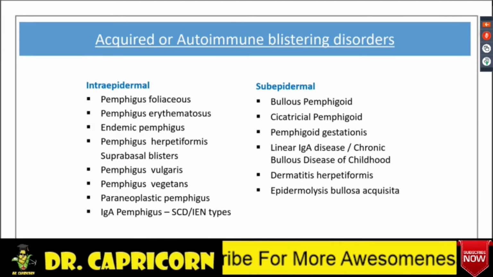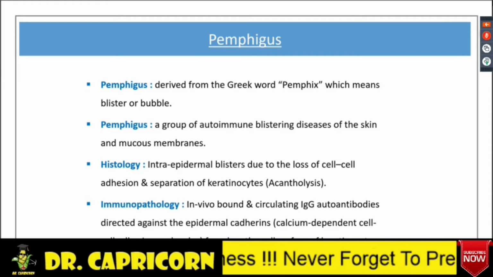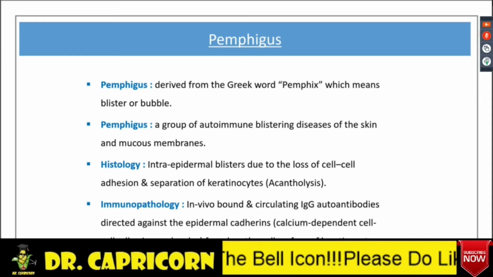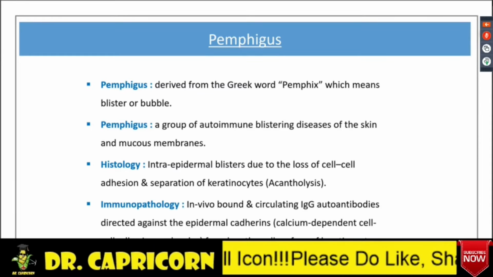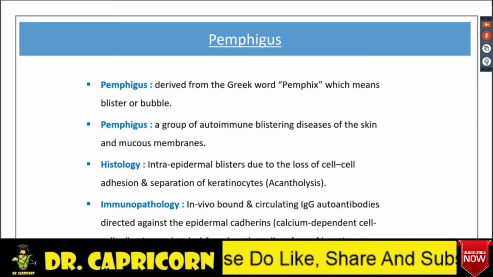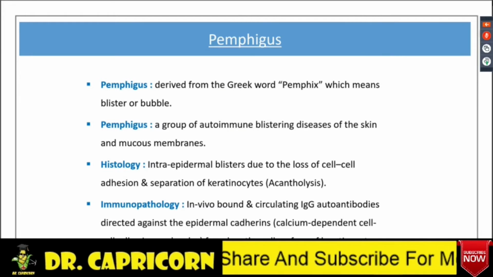Now coming on to the pemphigus group of disorders, which are basically intraepidermal. The word pemphigus is derived from the word pemphix, which means blister or bubble. Pemphigus is a group of autoimmune blistering diseases of skin and mucous membranes. So you can get involvement of skin as well as oral mucosa, genital mucosa, nasal mucosa, or the eye in pemphigus.